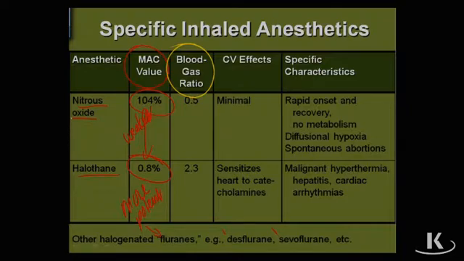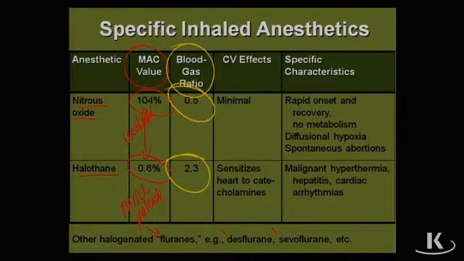Let's look at this table again. The blood-gas ratio of nitrous oxide is much smaller than the blood-gas ratio of halothane and its family. What is meant by this is that nitrous oxide really is not very plasma protein bound. Most of it is a free gas, and most of it will rapidly reach significant CNS concentrations in the brain of your patient. In contrast, halothane is much more highly protein bound.